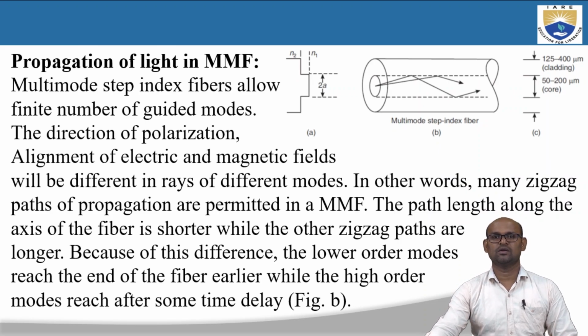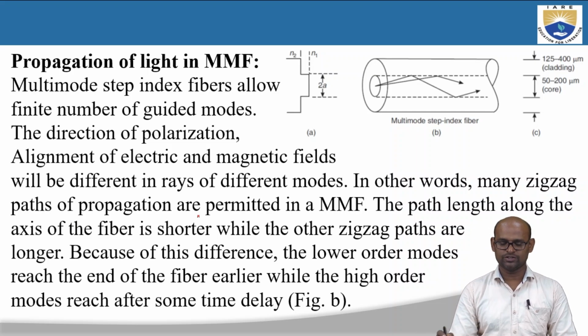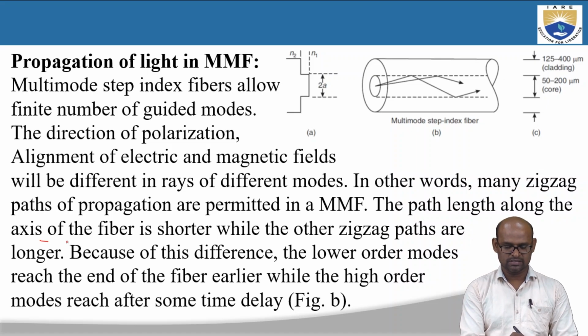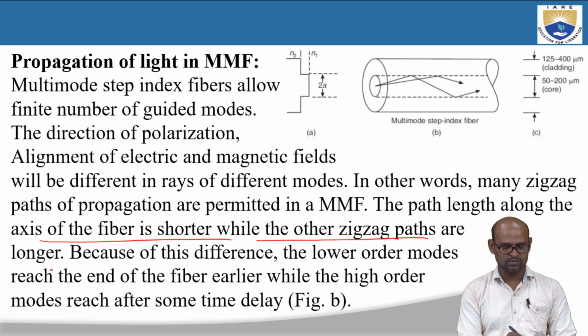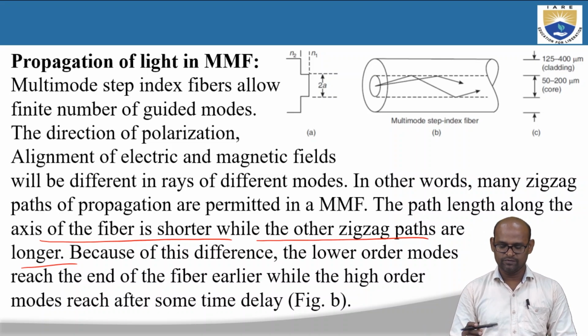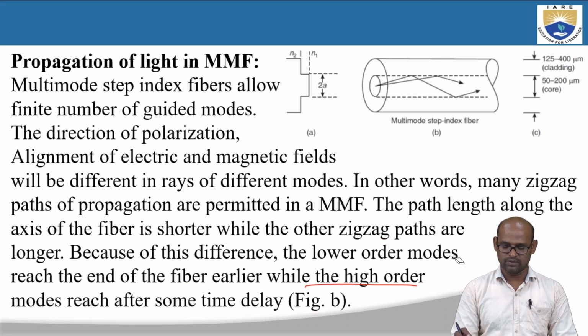Multi-mode step index fibers allow a finite number of guided modes. The direction of polarization and alignment of electric and magnetic fields will be different in different ray modes. In other words, many zigzag paths of propagation are permitted in multi-mode fiber. The path length along the axis of the fiber is shorter, while the other zigzag paths have longer path lengths. Because of this difference, lower order modes reach the end of the fiber earlier, while the higher order modes reach the end of the fiber with some delay.